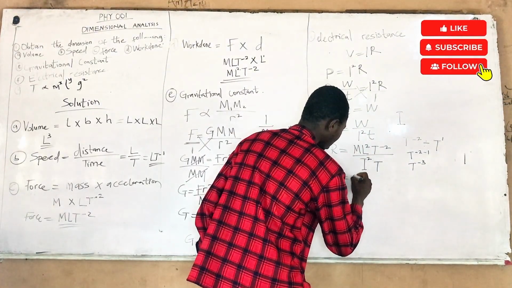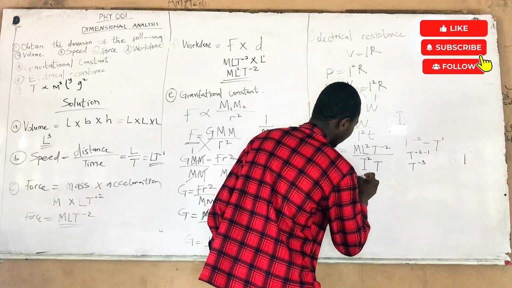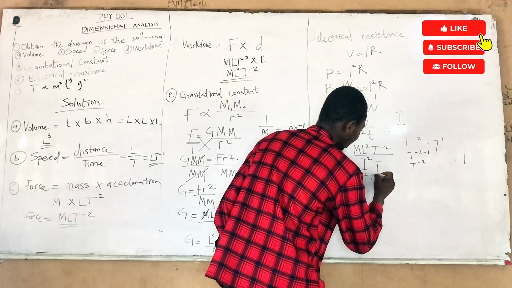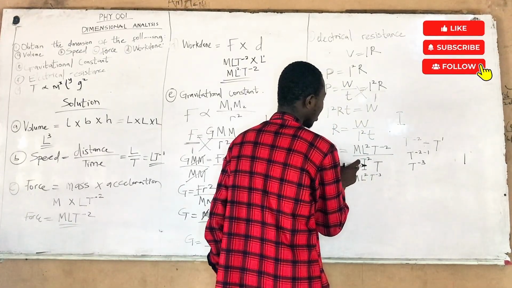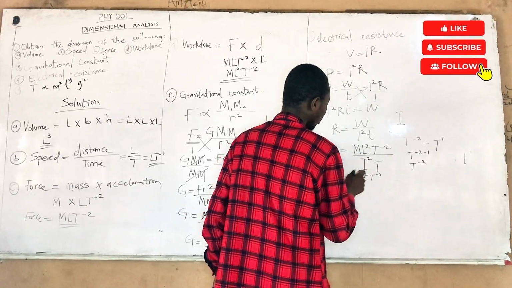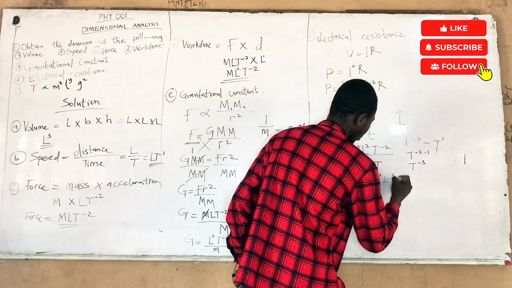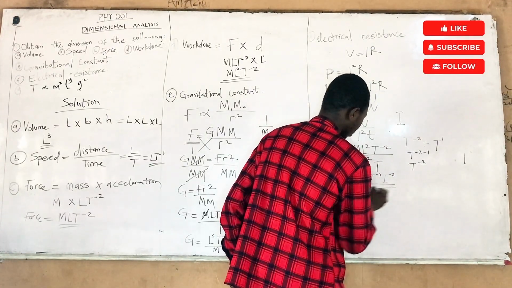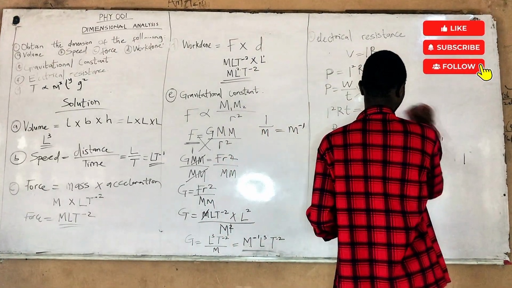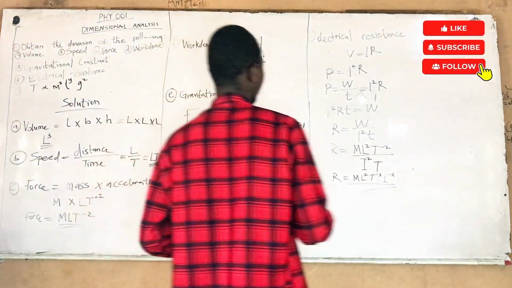So you can say it is M L square T raised to minus 3, because this I is in the denominator. If you want to bring it up, it will become I raised to minus 2. That's our last answer. Okay, let's move to the next one.